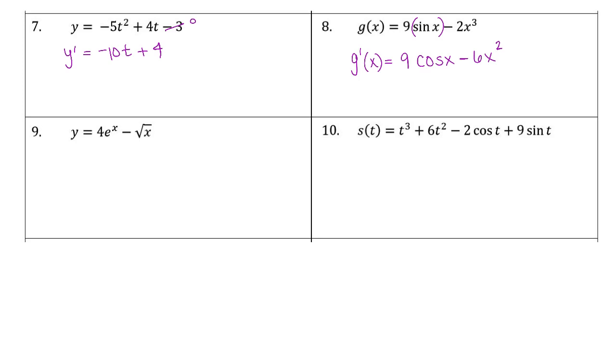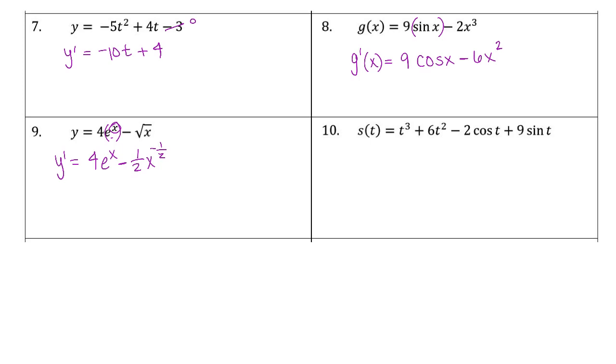Okay, so now let's look at our next one. We have y prime equals, again, think of this individually, 4 times the derivative of just e to the x is e to the x. It's stuff prime times e to the stuff minus, that's really x to the 1/2, so that's going to be 1/2 x to the negative 1/2.